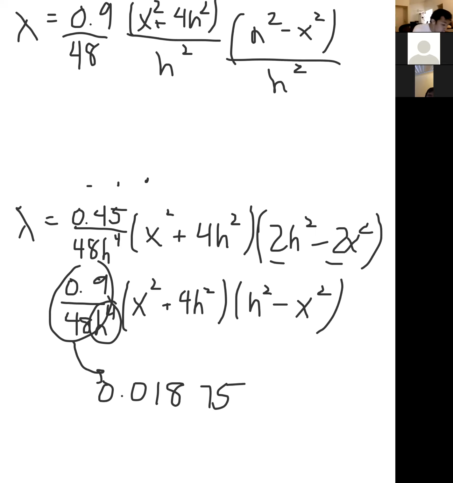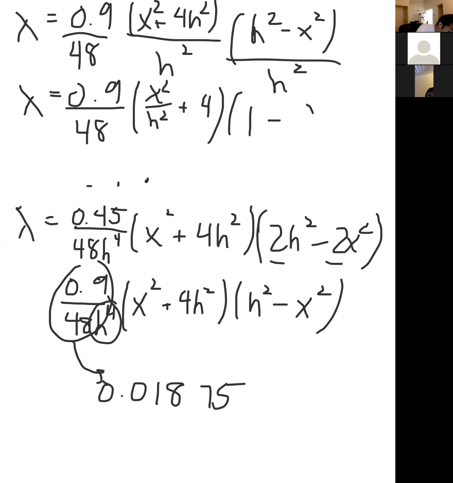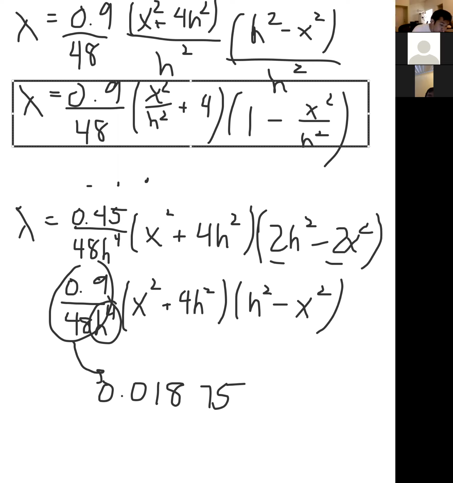All I did was take that h to the fourth that was out in front, and divide through each of those terms. So we get lambda is equal to 0.9 divided by 48 times x squared over h squared plus 4 times 1 minus x squared over h squared. And this formula right here is in terms of x over h. So you can see that there's no x by itself, and you can just directly plot this within MATLAB.